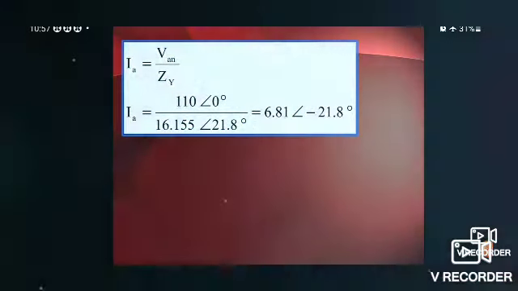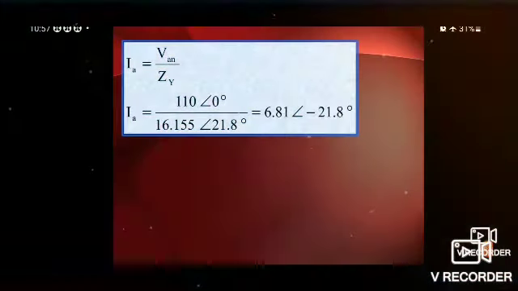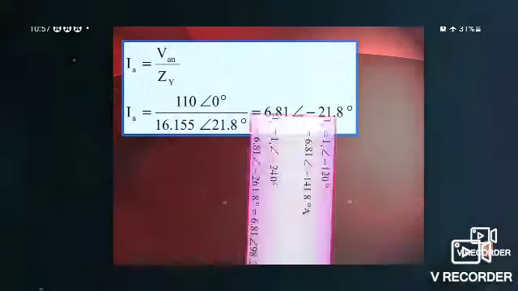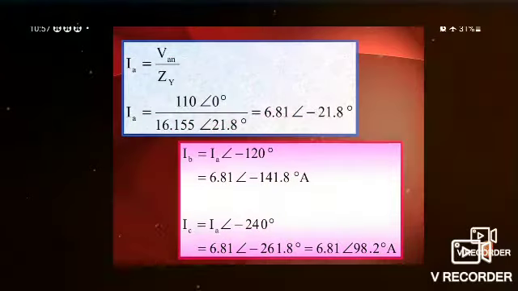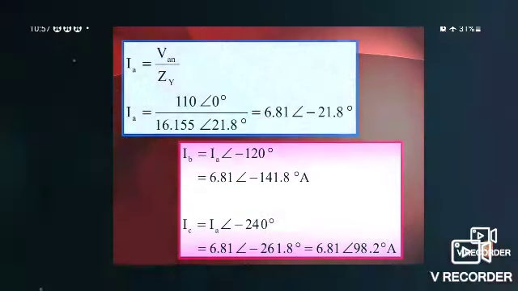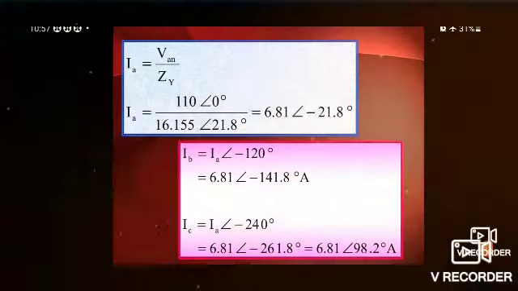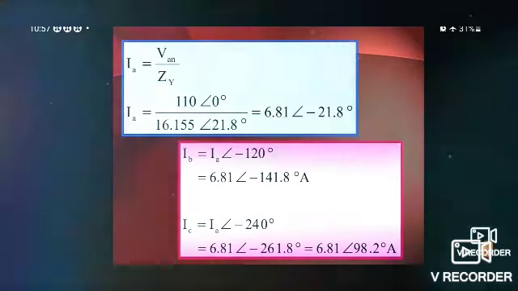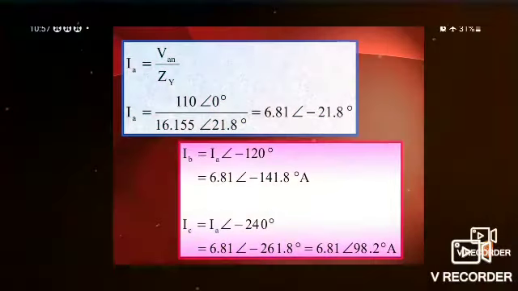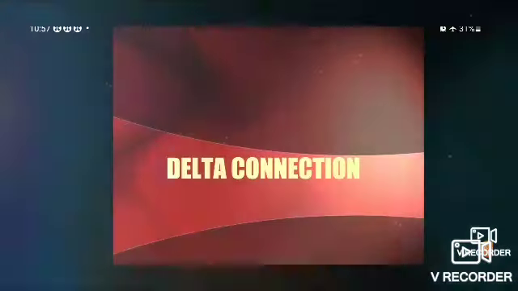That is, we have to add the impedances. So the answer is 6.81 with angle minus 21.8 degrees. And IB is similarly IA shifted by minus 120, therefore 6.81 with angle minus 141.8 degrees. Similarly, IC is IA with angle minus 240 degrees, therefore 6.81 with angle minus 261.8 degrees.